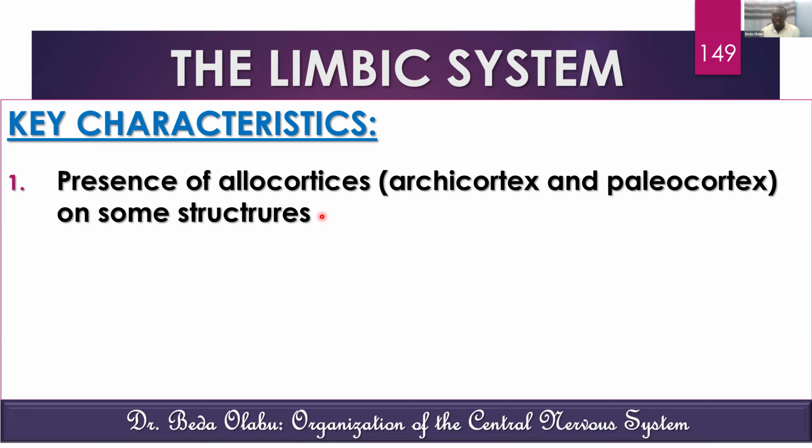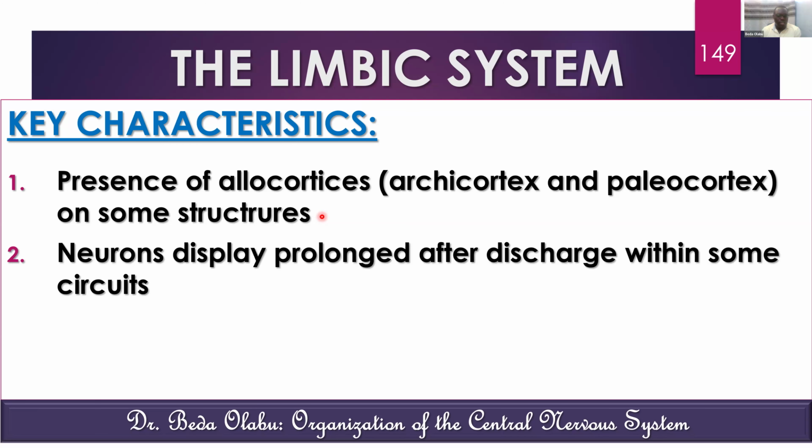There are two varieties of allocortex. There's the archicortex, which is a three-layered cortex and viewed as a bit primitive, and a paleocortex, which is a transitional cortex made up of about four to five layers histologically. So key structures of the limbic system have these allocortical layers.